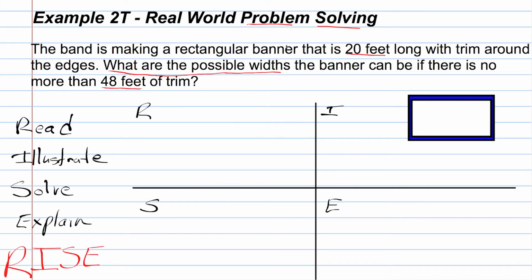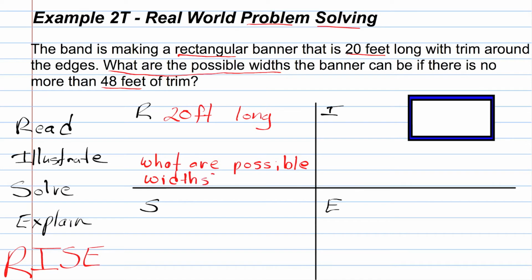Now, we know the banner is 20 feet long. We're told that. And that would be the length of the banner. We know it's rectangular also. What are the possible widths? Now, that's my question. And we're going to see how that question is going to translate into an inequality and not an equation.